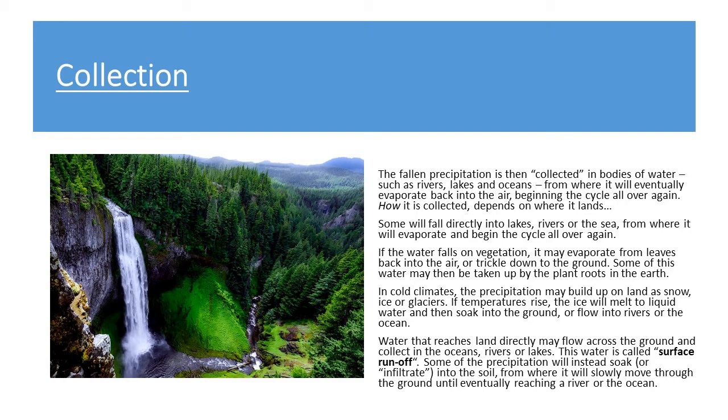Water that reaches land directly may flow across the ground and collect into oceans, rivers or lakes. This water is called surface runoff. Some of the precipitation will instead soak into the soil, from where it will slowly move through the ground until it eventually reaches the oceans or rivers.